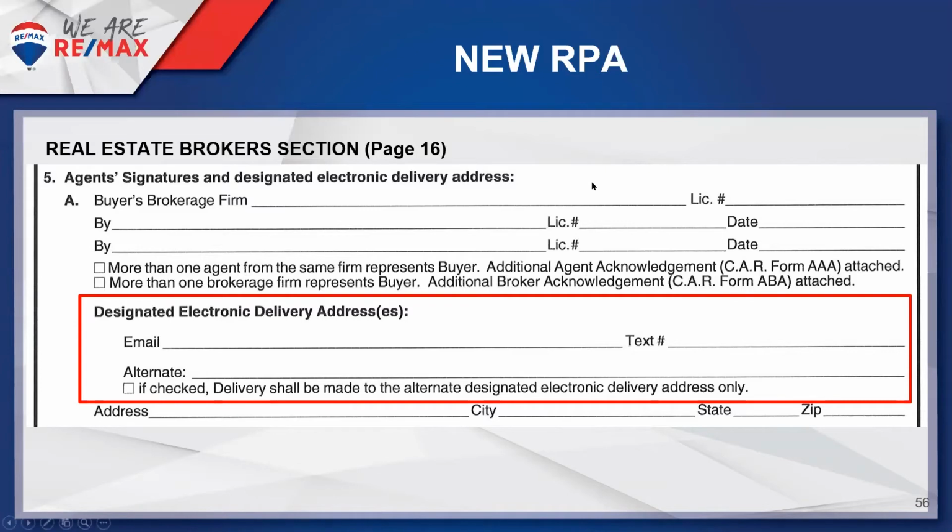Don't get too bogged down there, because your head will explode. But that's agent. Agent is broker specific. Authorized agent is the individual named in the real estate broker section, page 16, by definition.